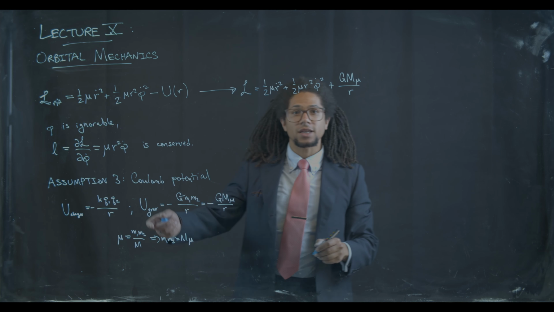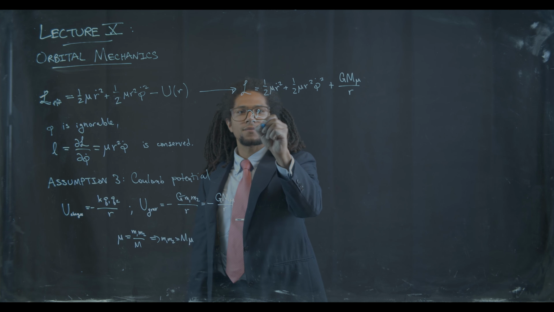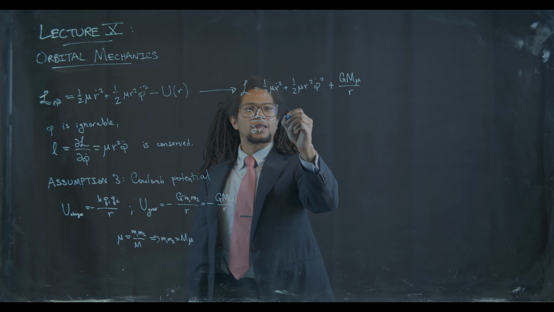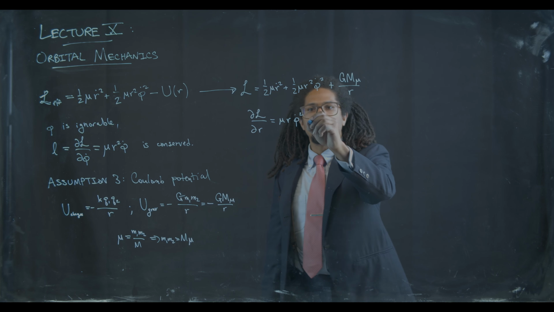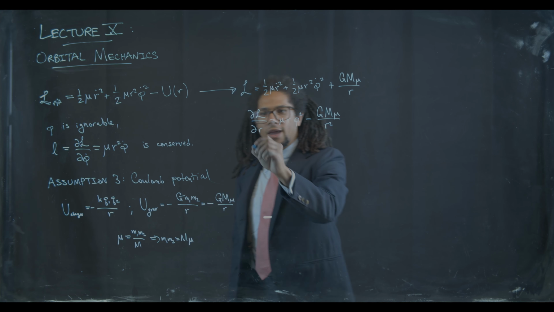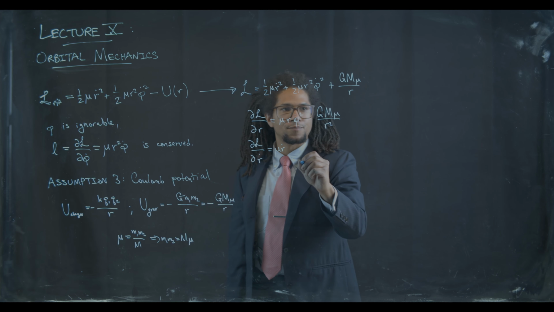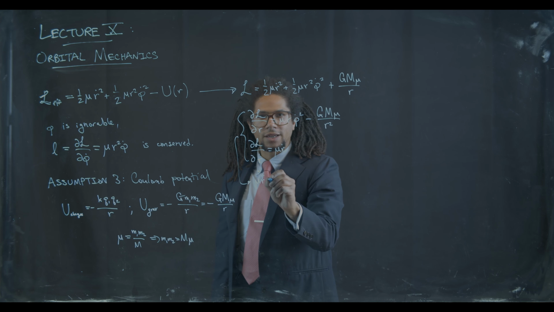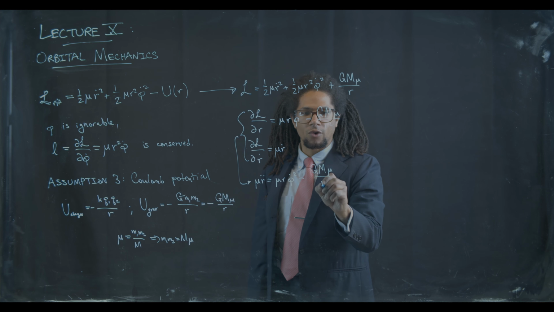Great. Now, I basically already have the Euler-Lagrange equation for phi, so let me do it for R. I have that dL/dr, well, that picks up a term from both of these. That is going to be mu r phi dot squared, then minus G M mu over r squared, and dL/d(r dot), well, that just picks up that term, so that's mu r dot. Together, these give me that mu r double dot is equal to mu r phi dot squared minus G M mu over r squared.